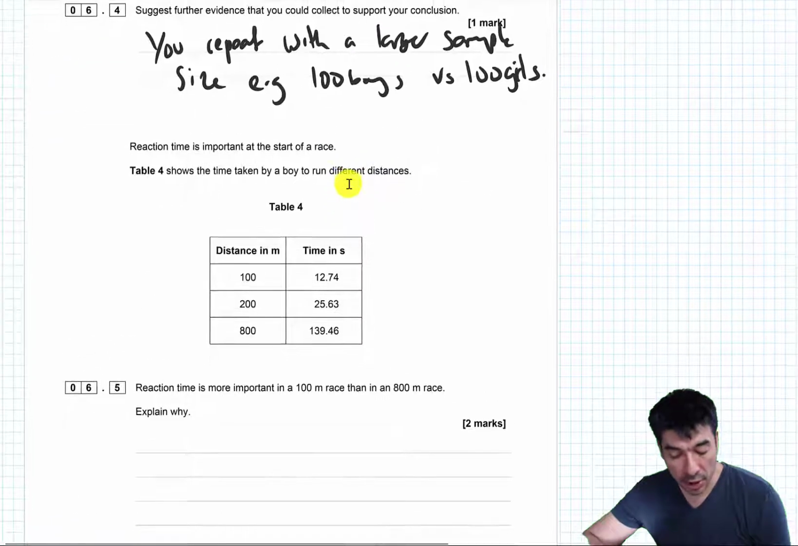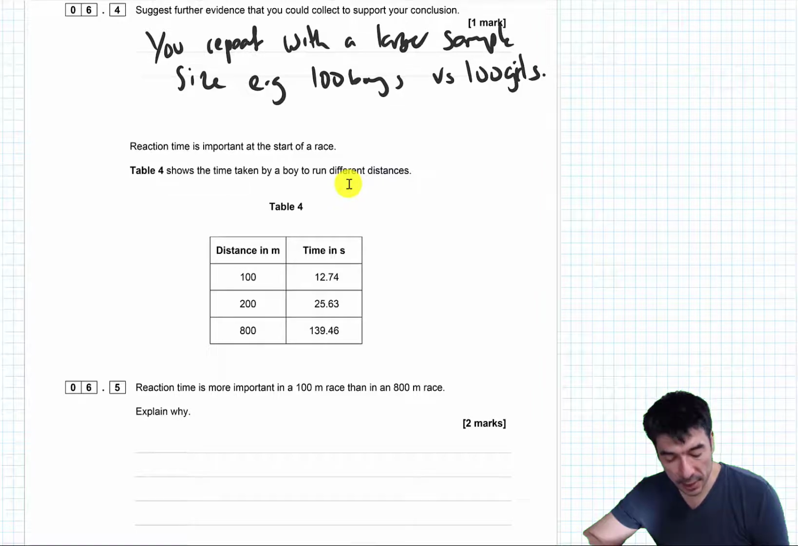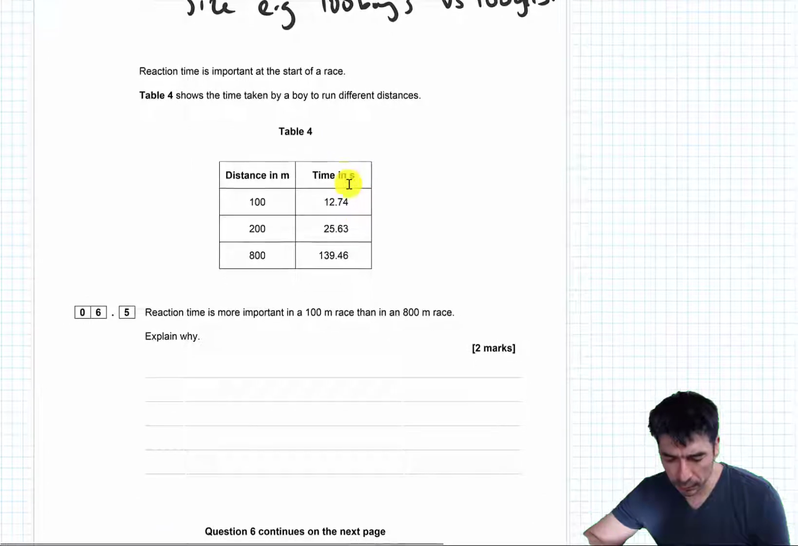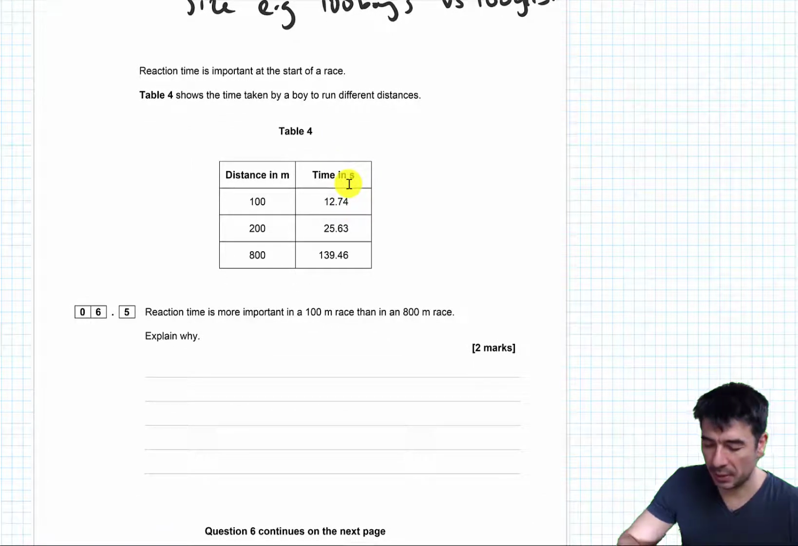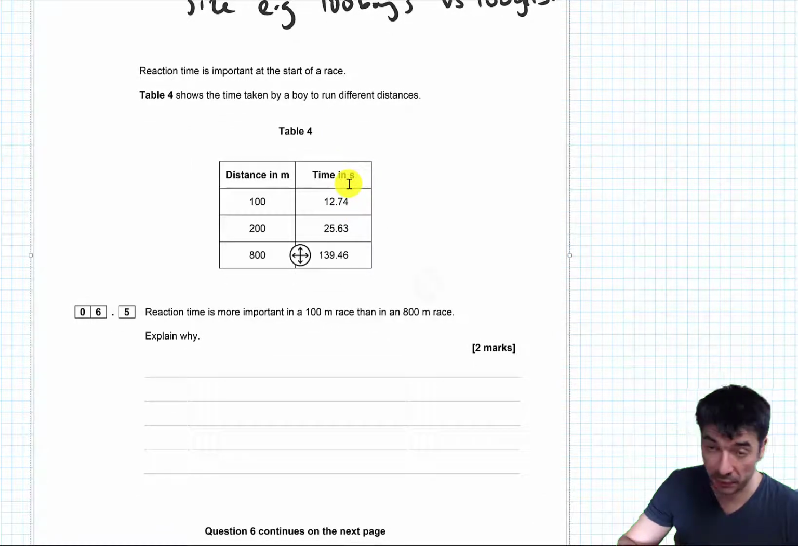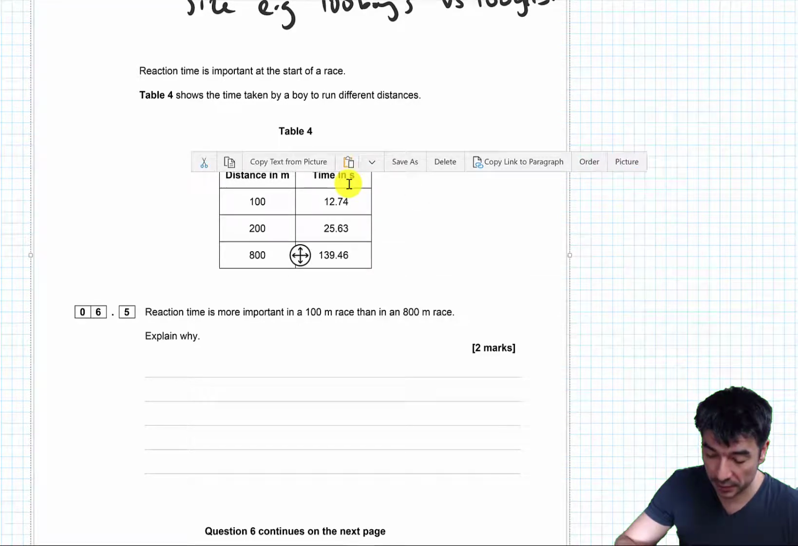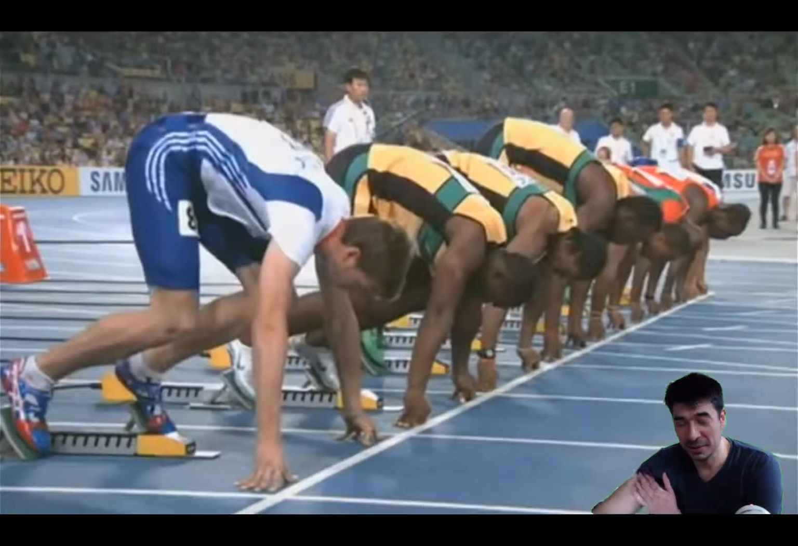Right. Reaction time is important at the start of a race. Table 4 shows the time taken by a boy to run different distances. So 100 meters, 12.74, pretty fast for a student, I would imagine. Not for Usain Bolt, but fast. As we're about to watch here, Usain Bolt doesn't get everything right first time. No one does. One of my big mottos is be proud of your mistakes, so you can learn from them. Don't hide them. But yeah, look, this is a false start at a World Championship race.